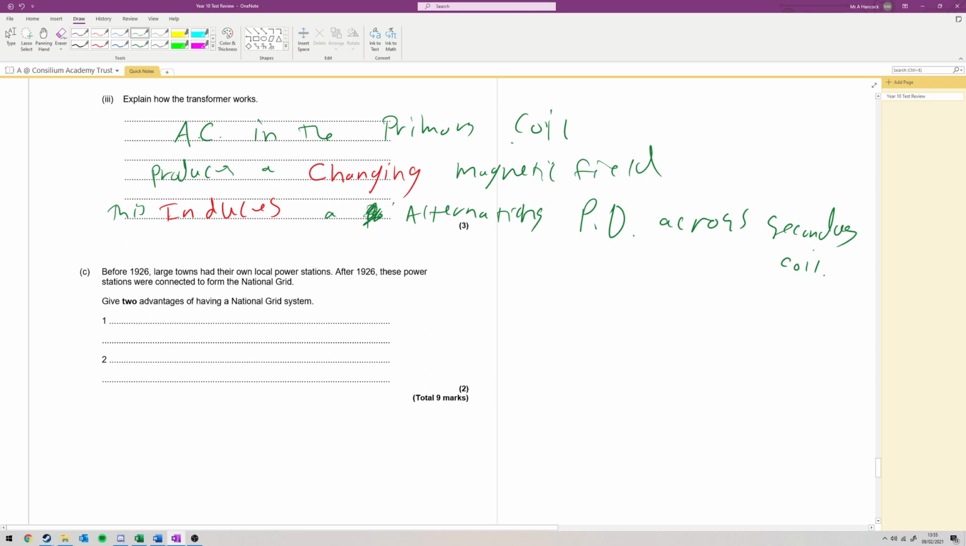Give 2 advantages of the national grid system. A lot of you that answered this got it correct, really. Now, if you've got one place controlling anything, like a national grid, it's easier to see where the supply and demand is. So it's easier to control supply and demand.